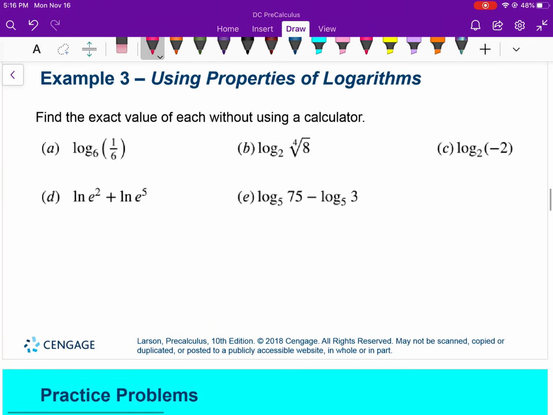All right, find the exact value of each without using a calculator. Okay, so we're going to take this first one, and since it's a quotient, we're going to split it up into subtraction. All right, log base 6 of 1 is 0, minus log base 6 of 6 is 1, so that one's negative 1.